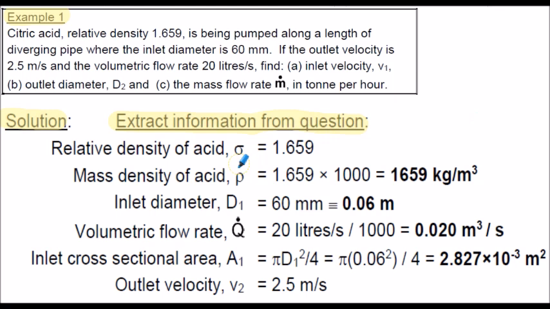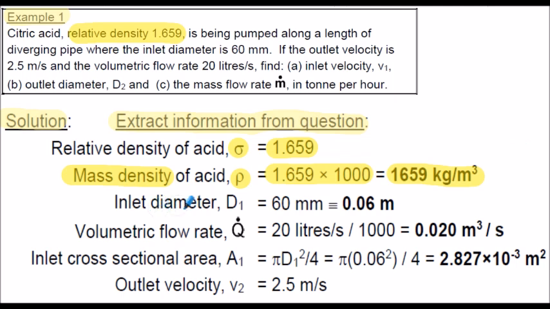So from the question we know that the relative density of the acid is 1.659. I've instantly calculated the mass density of the acid rho. So it's simply 1.659 multiplied by 1,000 kilograms per meter cubed, which is the density of fresh water. So the mass density of the acetic acid is 1,659 kilograms per meter cubed.